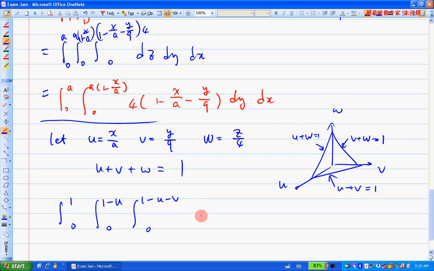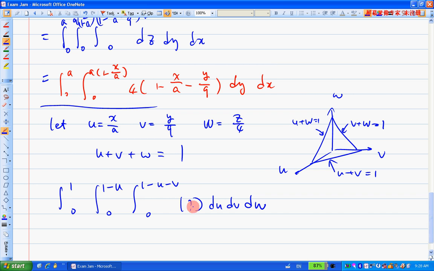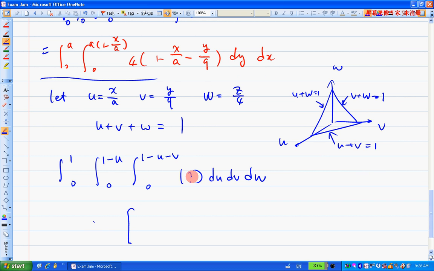However, you're not going to have dx, dy, dz anymore. You're going to have du, dv, dw, so there is a certain factor in front. How do I get that? The determinant of the Jacobian matrix, the determinant of this J here.